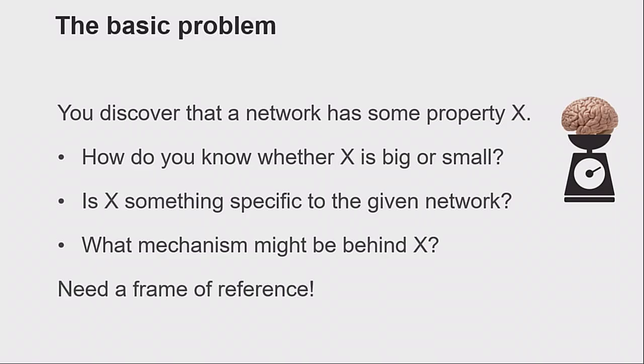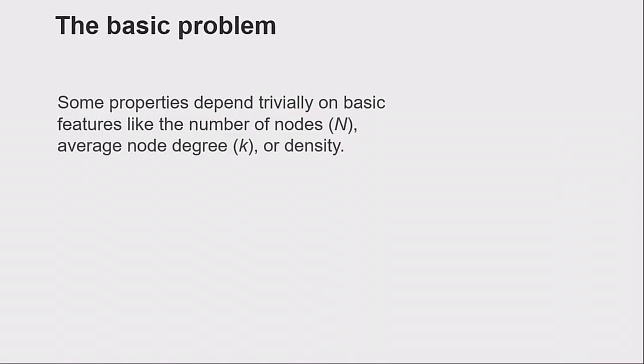So the common thing we need here is some sort of frame of reference to understand how this network property might come about. Those considerations apply to almost anything you can measure. But in the specific case of networks, we have an extra wrinkle to deal with: many properties depend quite trivially on the size of the network, or the average node degree, which is just the number of connections each node makes, or the density. We've already seen in Alex and Andrew's talks various ways that thresholding can change these things.